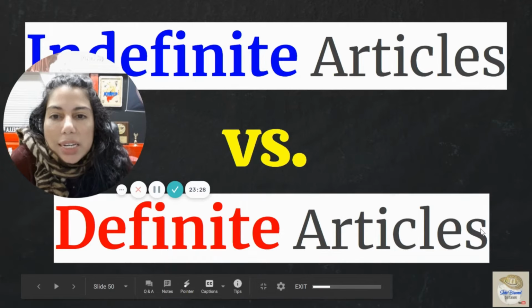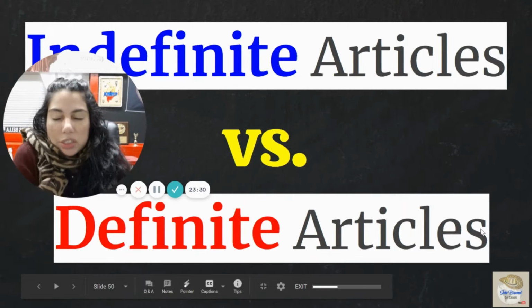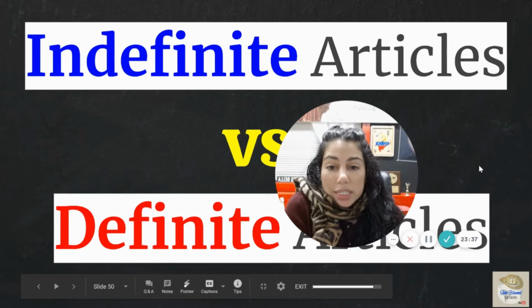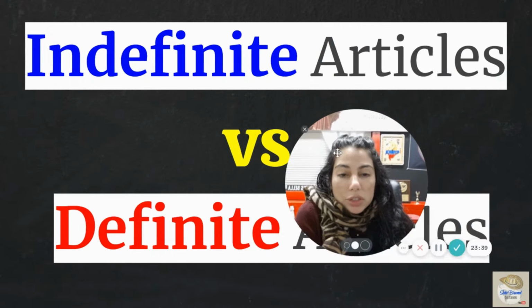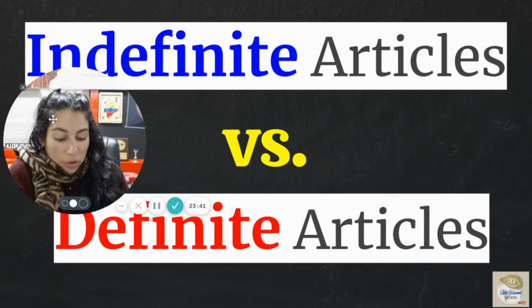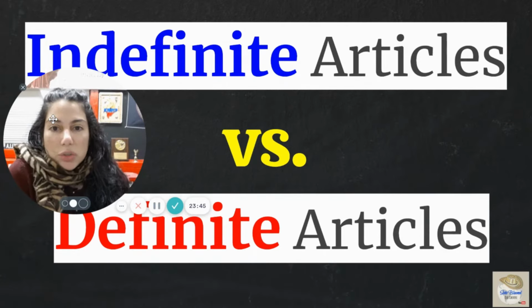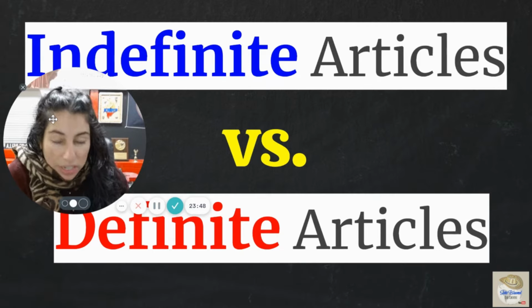The definite and indefinite articles in Spanish. So we have two different articles. Some are called indefinite and some are called definite. So let's talk about those, and just make sure you are on that page in your study guide where they ask you about indefinite and definite articles.